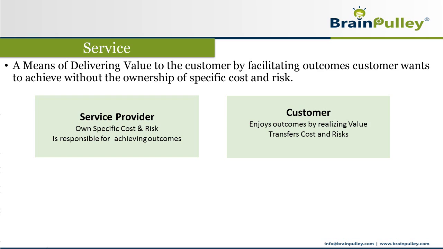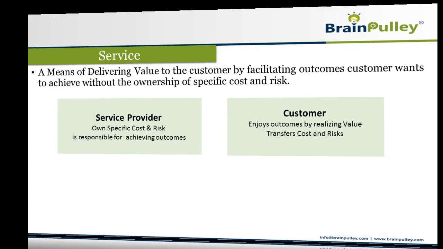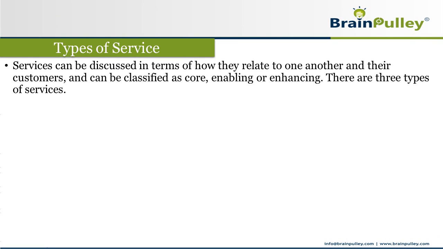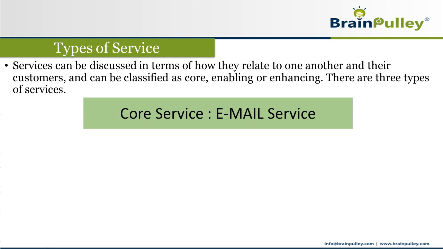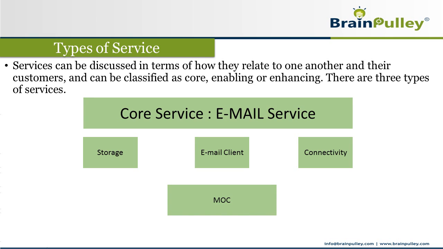In the next slide, we will learn about different types of services and how services are categorized in different ways. Services can be discussed in terms of how they relate to one another and their customers and can be classified as core, enabling, and enhancing services. Core services deliver the basic outcomes desired by one or more customers. They represent the value that the customer wants and for which they are willing to pay. Core services anchor the value proposition for the customer and provide the basis for the continued utilization and satisfaction.